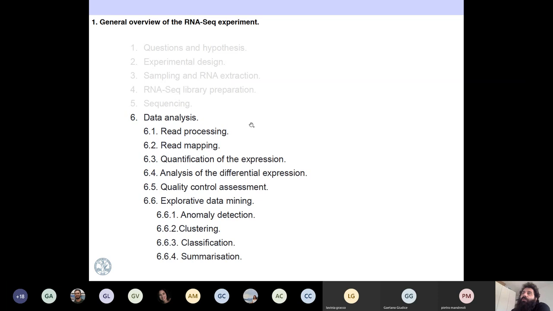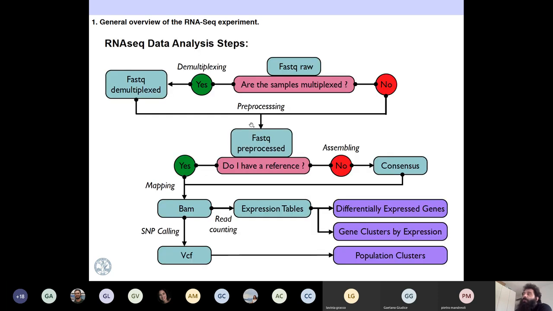And of course, most of the practical part of this class is going to be about data analysis as well. Okay, so if we go into that, it will be something like this. You have the raw data that you get from the sequencer, then you ask, are the samples multiplexed? Most of the time, yes. So most of the time you are going to go to this part. If not, you need to do the multiplexing yourself. Then you will have these FASTA sequences that need to be preprocessed. So once you preprocess them, you will have them.